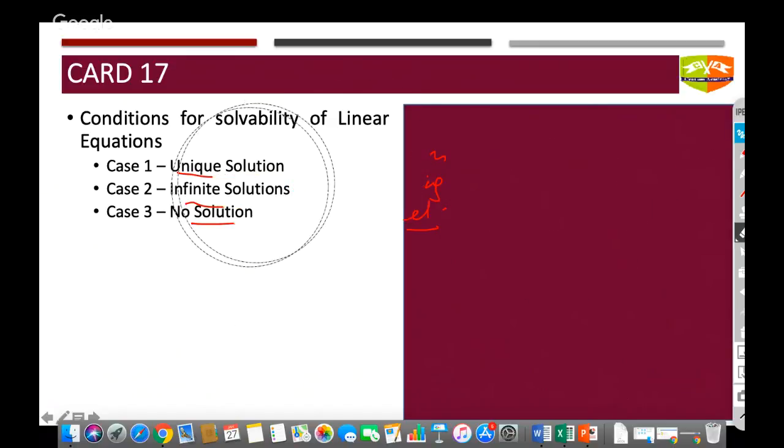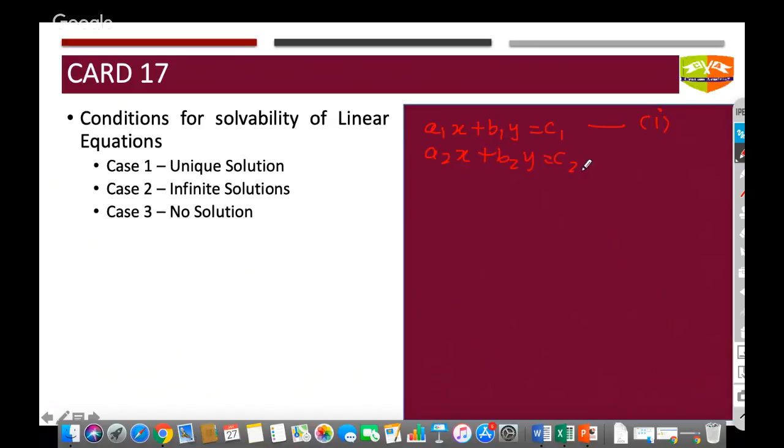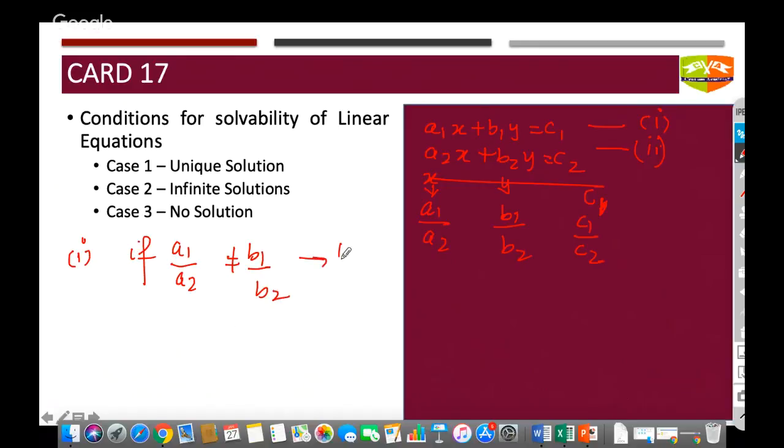So for that, I'm giving you conditions now, and what I do over here is I take two equations, a1x plus b1y is equal to c1. This is equation 1, and a2x plus b2y is equal to c2. This is 2. So I can take the corresponding ratio of coefficients: for x it would be a1 by a2, for y the ratio of coefficients is b1 by b2, and for the constants it is c1 by c2. Now there are three possibilities. If a1 by a2 is not equal to b1 by b2, then you will get a unique solution.